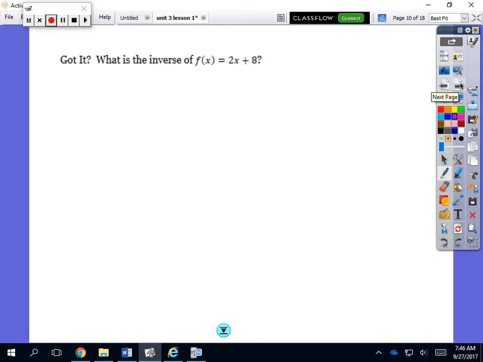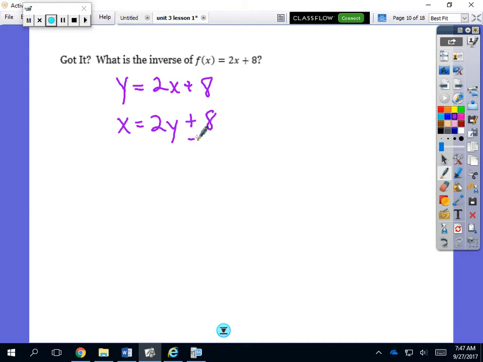Now, you try this one, so stop the video, try this, and come back. So the first thing you'll do is replace the f of x with y. So I have y equals 2x plus 8. Now switch x and y. So x equals 2y plus 8.